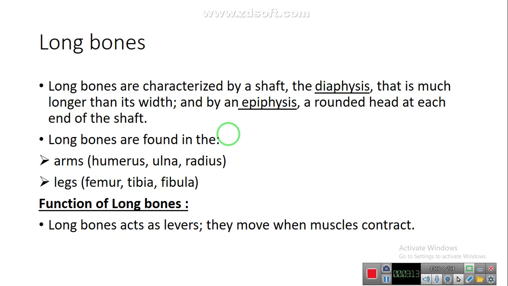Now we come to the long bones. Long bones have a shaft, the diaphysis, which is much longer than its width, and an epiphysis, which is a rounded head present at each end of the shaft. Long bones are found in the arm bones such as the humerus, ulna, and radius, and the leg bones such as the femur, tibia, and fibula. The functions of the long bones are that they act as levers and help in movement when the muscles contract.